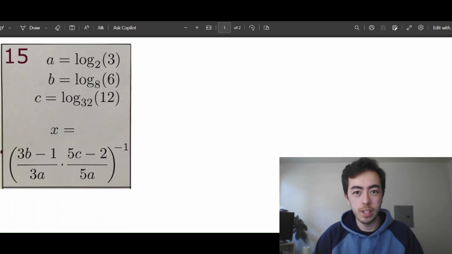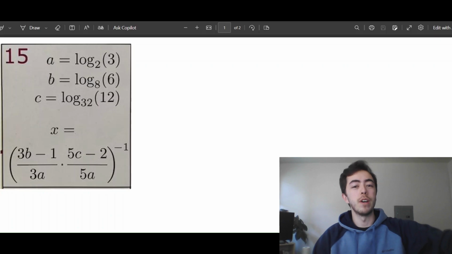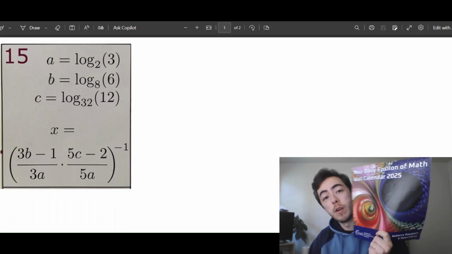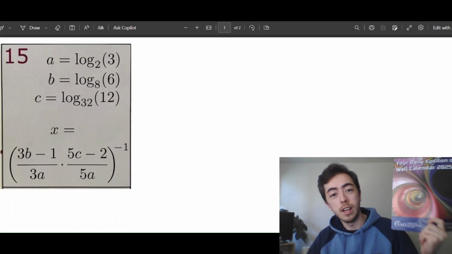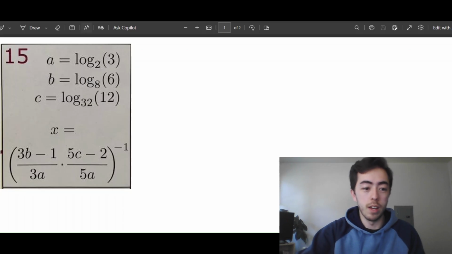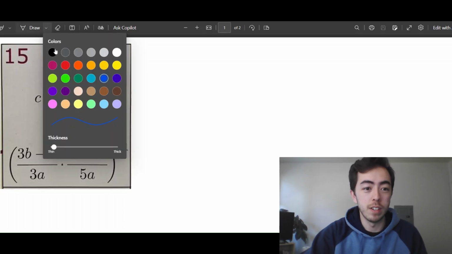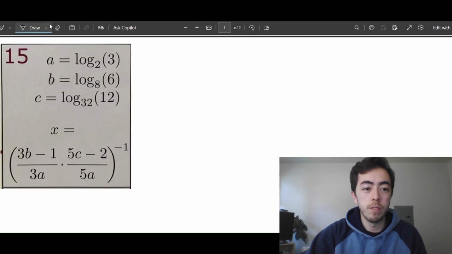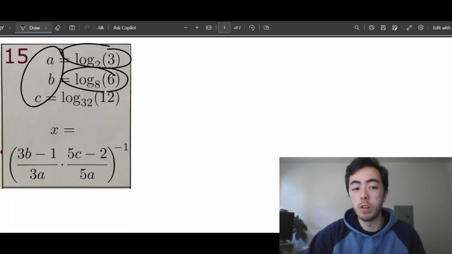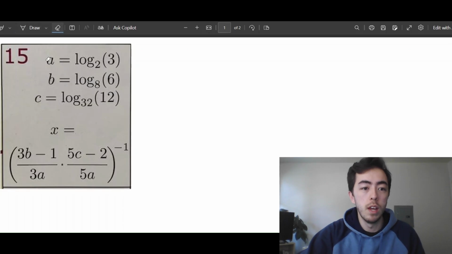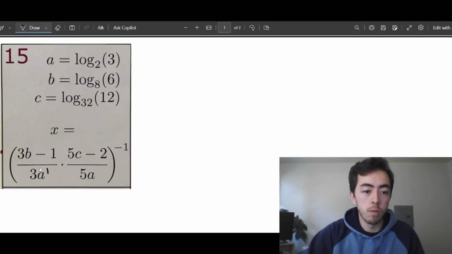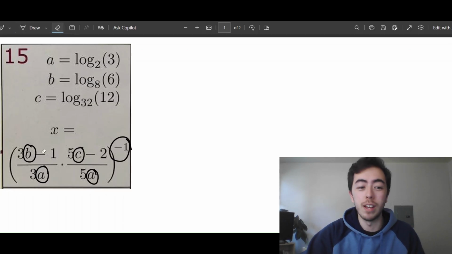It's June 15th, and we're solving problem number 166 from the Daily Epsilon calendar. And let's try to figure out why today's answer should be 15. So we have three different variables, a, b, and c. They all have these logarithmic expressions attached to them. And when we plug in the right values for a, b, and c, do all this arithmetic, and finally raise it to the power of -1, we should get 15.